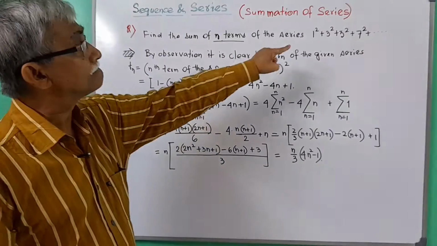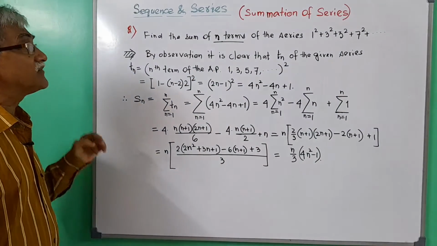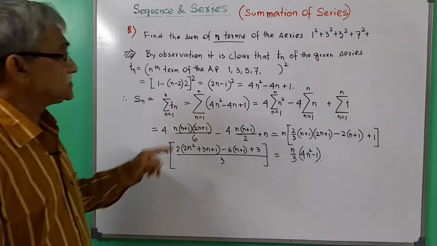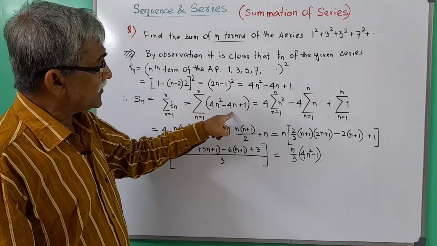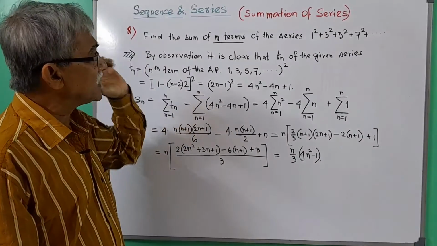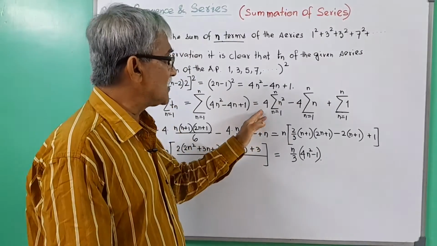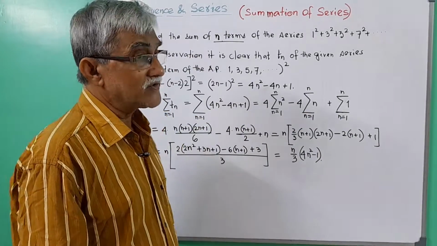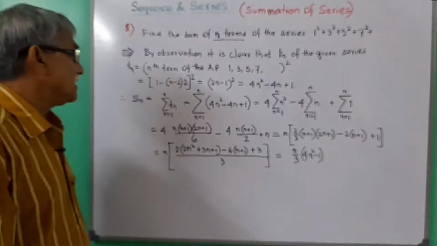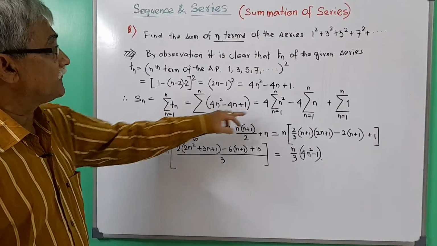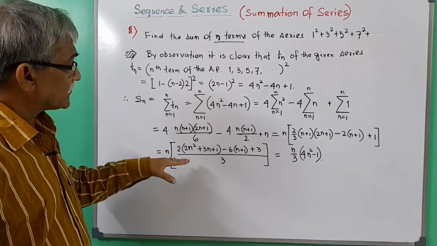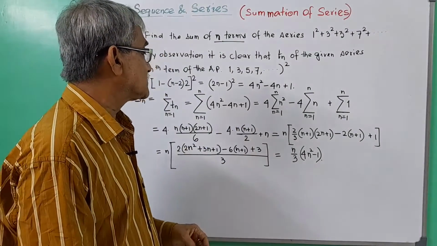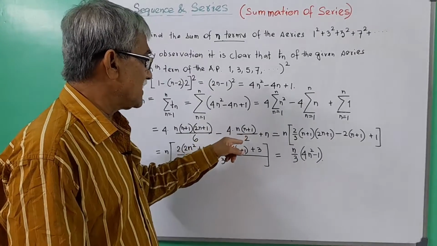That is your Tn. Therefore Sn, the sum of the series, equals summation Tn from n equals 1 to n. And that equals summation of 4n square minus 4n plus 1 from n equals 1 to n. Segregate it. So 4 into summation n square minus 4 into summation n plus summation of 1 from n equals 1 to n. And it is the formula. So 4 into n into (n plus 1) into (2n plus 1) whole upon 6 minus 4 into n into (n plus 1) upon 2 plus n.